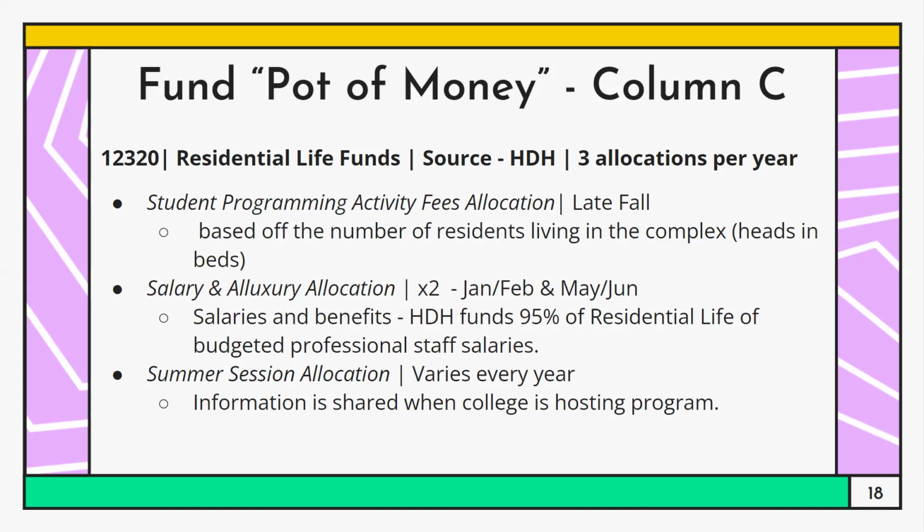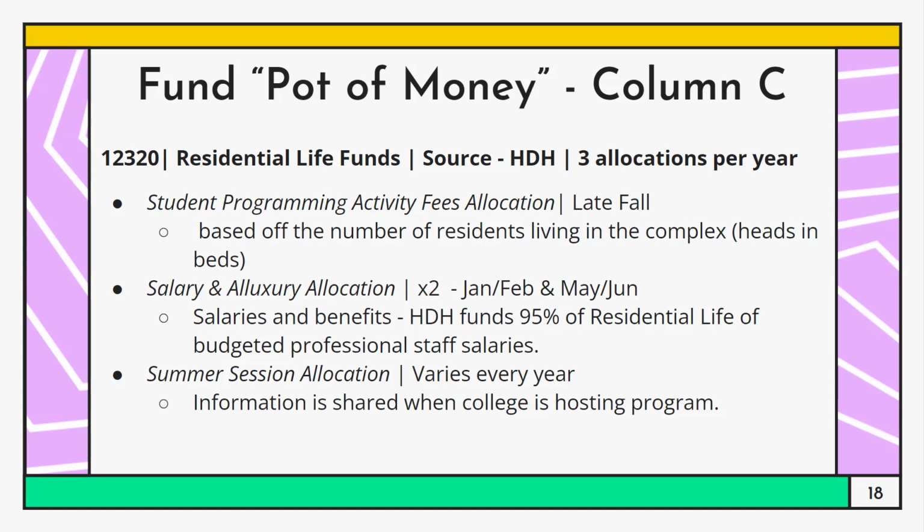Moving on to residential life. So Fund 12320 is the Residential Life Fund. This money comes from HDH, and there's a couple of different pots of money that are lumped into this fund that come in at different times per year. So the first one is the student programming activity fees allocation. HDH sends this over late fall. It's typically what has been previously known as the heads and beds calculation. So basically, residential life gets a certain dollar amount per resident that is living in their complex to spend towards student programming related things. They do an adjustment in the winter and spring if the total number of residents is higher than what the total number of residents was in the fall.